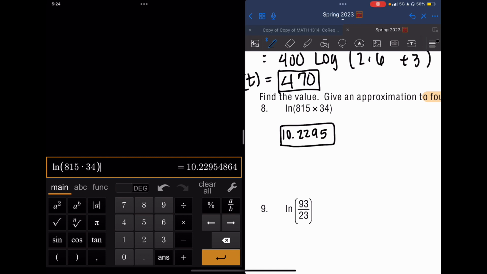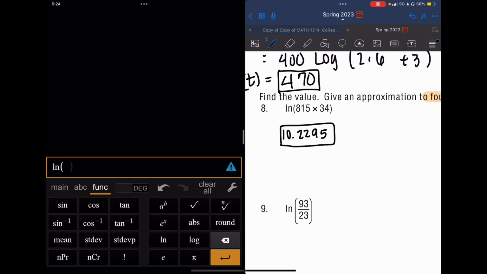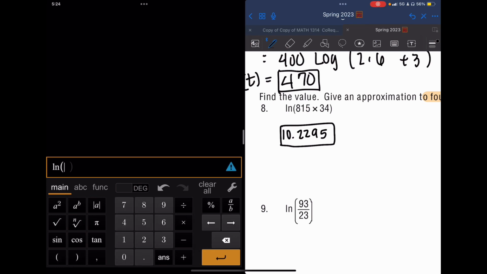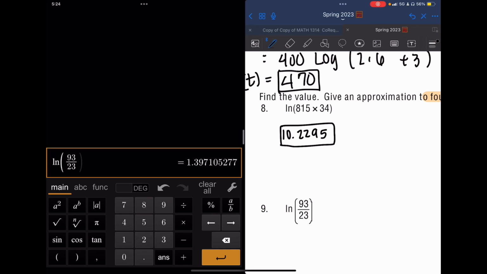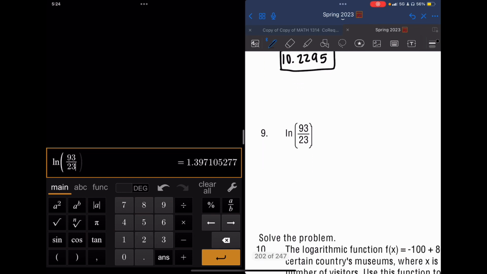Okay, the next one, ln, and then it wants a fraction. So that's going to be 93 divided by 23, and I'm going to get 1.3971.